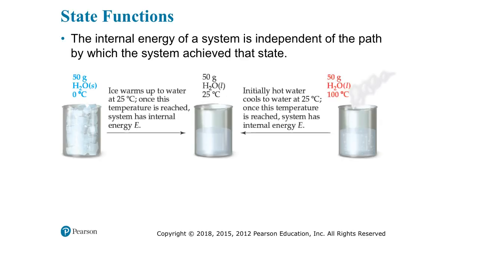So let's review state functions again. The internal energy of a system is independent of the path by which the system achieved that state. So certain functions are state functions, and certain functions are not. Delta H and delta E are state functions. So the amount of energy or enthalpy a reaction must change in order for that reaction to occur is exactly the same if we repeat the reaction. It's exactly the opposite if we reverse the reaction. So this is just a simple idea.